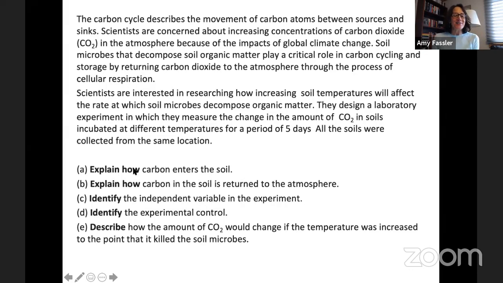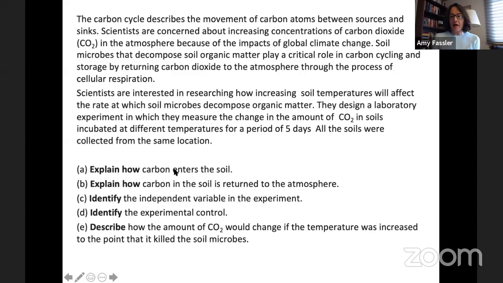Soil microbes that decompose soil organic matter play a critical role in carbon cycling and storage by returning carbon dioxide to the atmosphere through the process of cellular respiration. We looked at that in the soil. Scientists are interested in researching how increasing soil temperatures will affect the rate at which soil microbes decompose organic matter. They design a laboratory experiment in which they measure the change in the amount of CO2 in soils incubated at different temperatures for a period of 5 days. All the soils were collected from the same location. It looks like this is a lot, but they go pretty quickly.